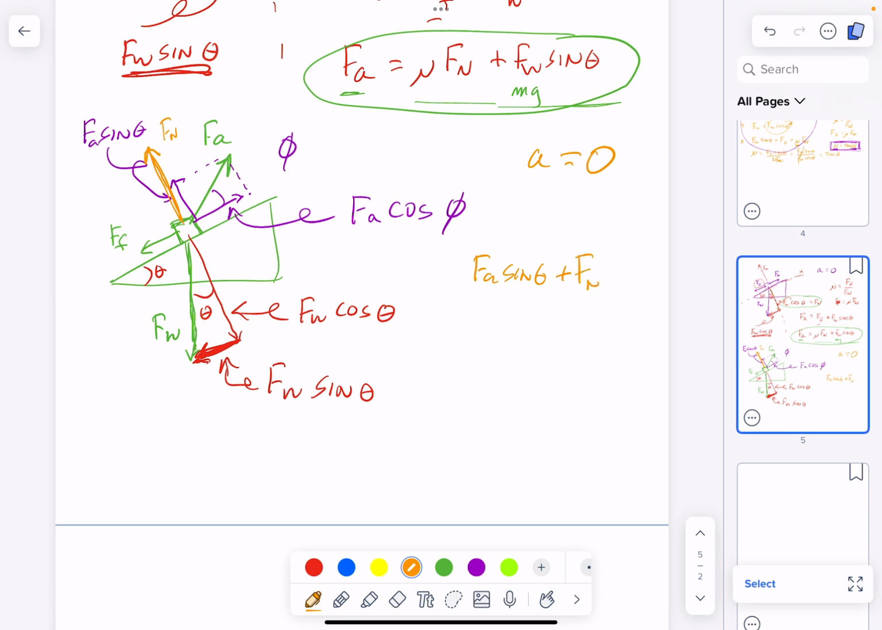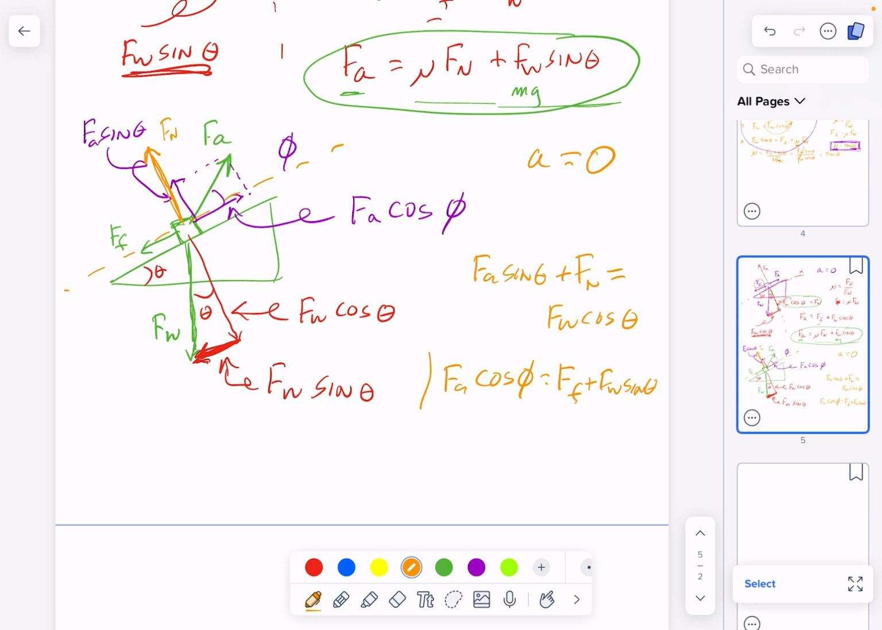That's going perpendicular to the surface upward, and that has to equal the component coming down, which is Fw cosine theta. Now, as far as along the x direction, which is parallel to the surface of the plane, I've got one force going up the plane, which is going to be Fa cosine of phi, and I've got two forces acting down, which is the force of friction, as well as Fw sine theta.